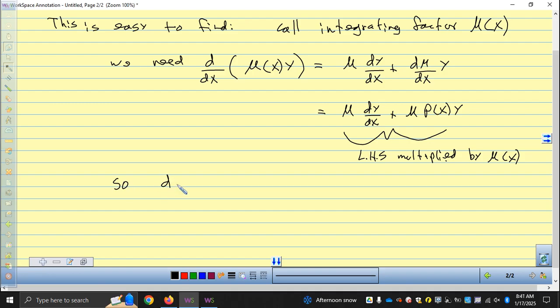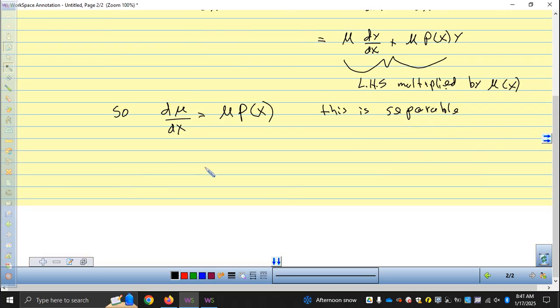So that means d mu dx has to equal mu times p of x, because we need these terms to be the same in order for these to be equal. Well, this is separable. I can say the integral of d mu over mu equals the integral of p of x dx. And the integral of d mu over mu is the natural log of the absolute value of mu of x, and that equals the integral of p of x dx.